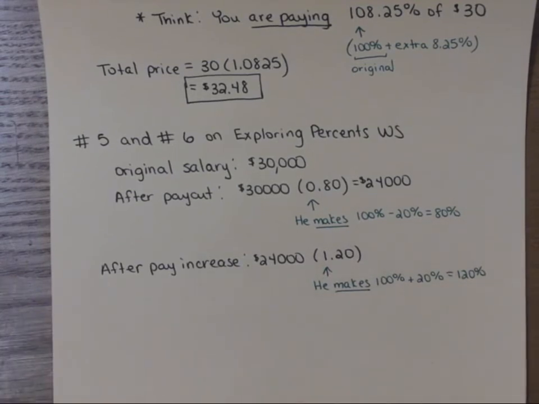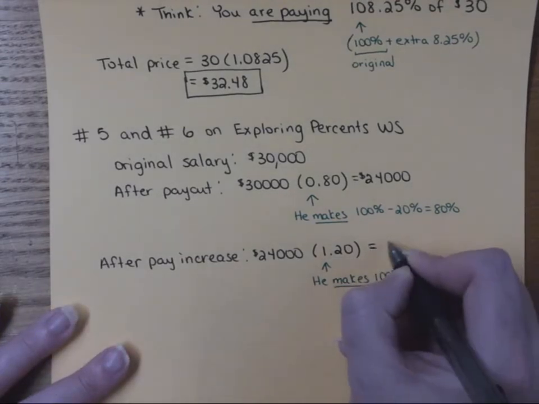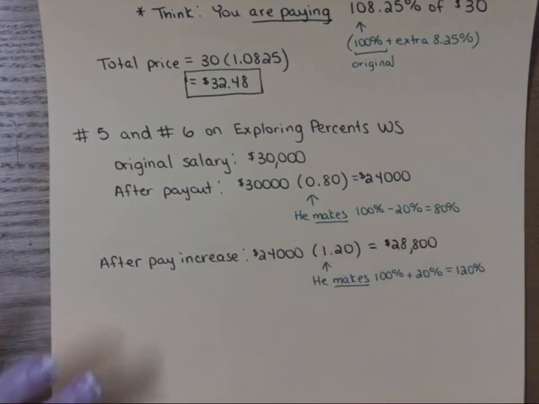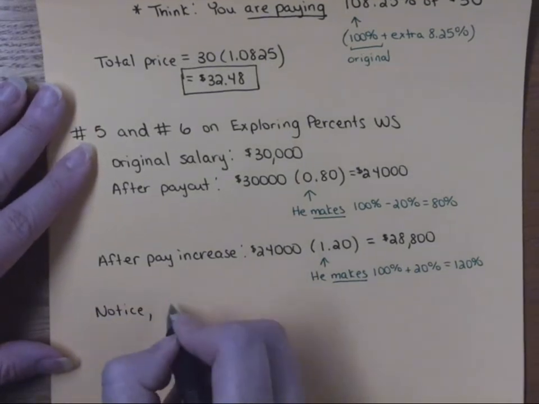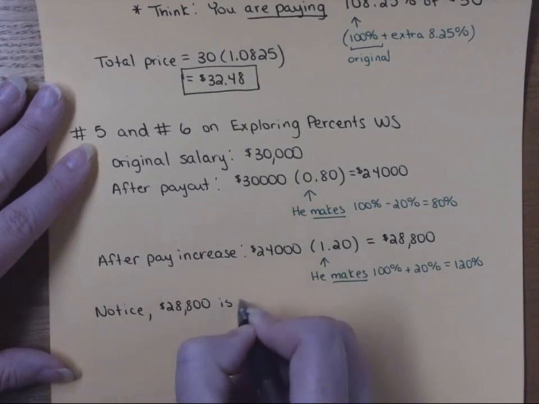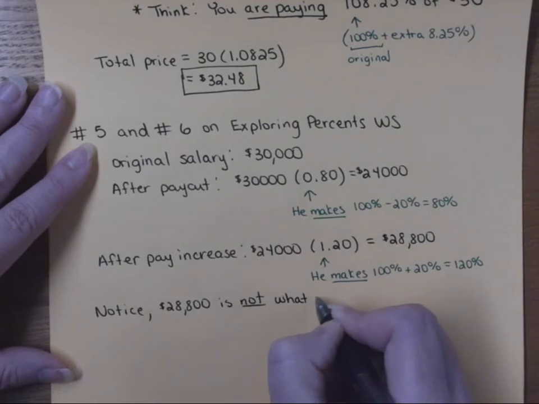Okay, in other words, if your boss comes in and tells you you're going to make 100% of the salary you made last year, that means you're staying steady. Okay, so anything over 100% means you're getting a raise. Okay, and if you multiply that back out, you only get 28,800. Okay, so notice a couple of things. Notice 28,800 is not what he was originally making, right? That's why he's confused.